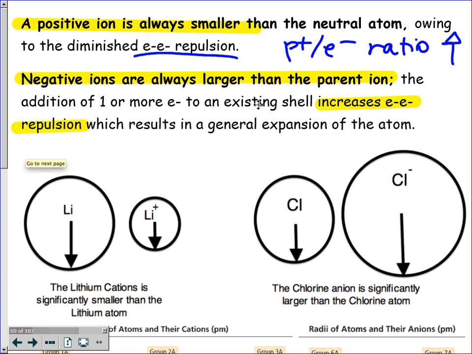And then negative anions are going to be larger because we've done what to them? We add an electron, so what happens to their electron-electron repulsion? It increases, and the proton to electron ratio does what? Decreases, so the protons cannot effectively attract the additional electron, which makes that still kind of a larger ion.